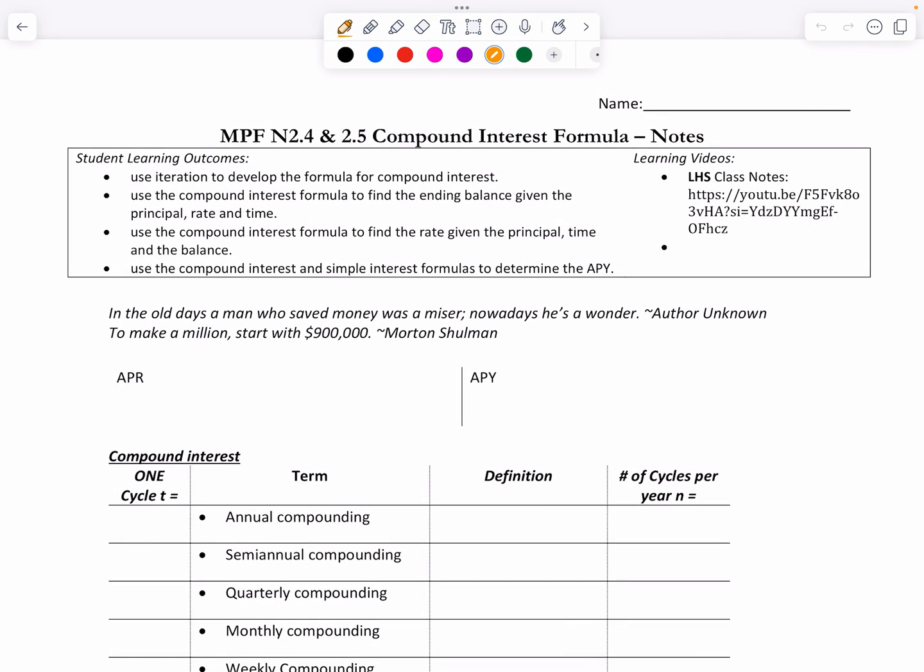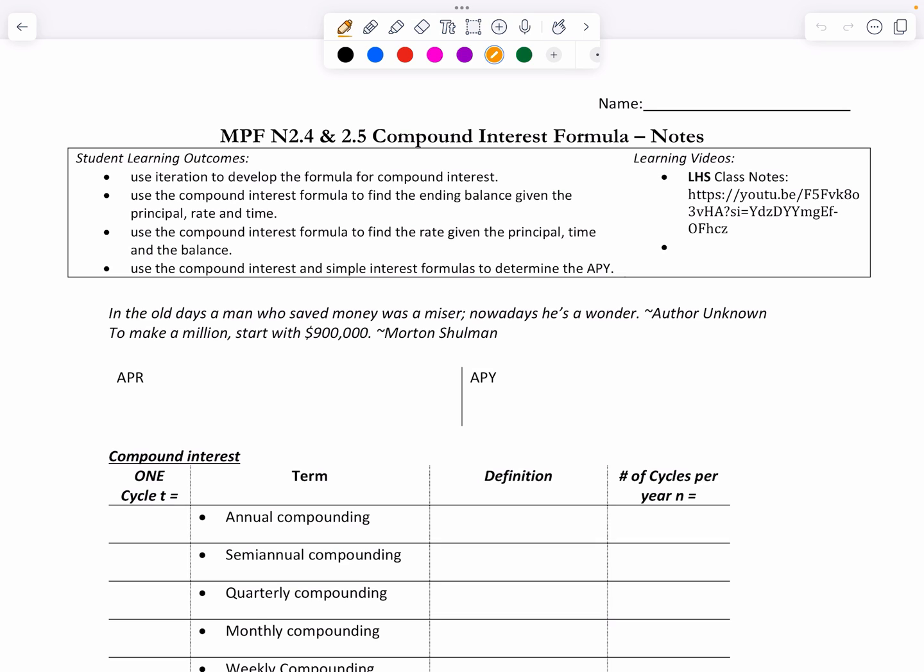All right, here's our third set of notes for Math of Personal Finance Term 1. Today, we're talking about compound interest. So last time we talked about simple interest, where you only earn interest on your initial investment. With compound interest, you get to earn interest on your interest, and the money adds up.